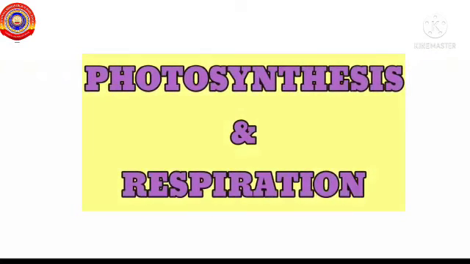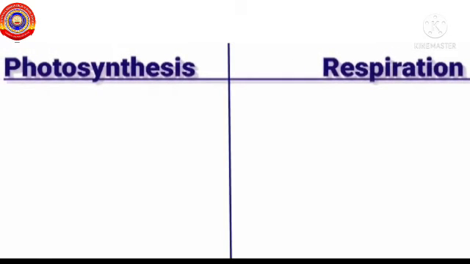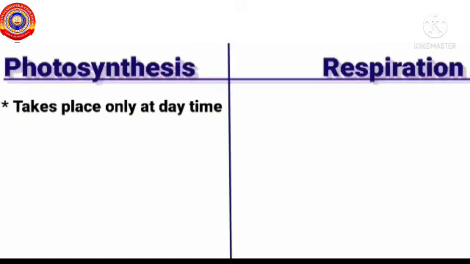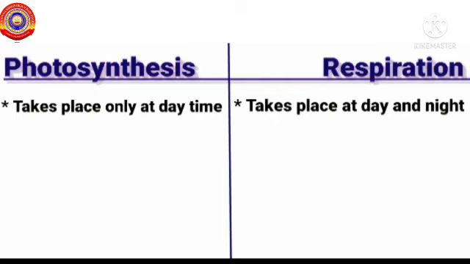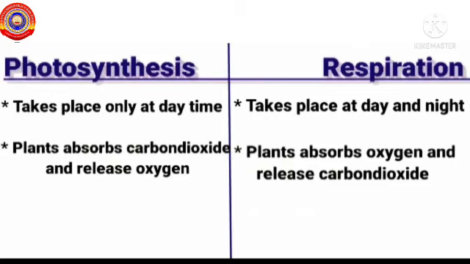Okay? Now, let's wind up today's class by comparing the major differences of photosynthesis and respiration in plants. The two major differences are: first point, photosynthesis takes place only at daytime, while respiration takes place at day and night. Second point, in photosynthesis, plants absorb carbon dioxide and release oxygen. But in respiration, plants absorb oxygen and release carbon dioxide just like humans and animals.